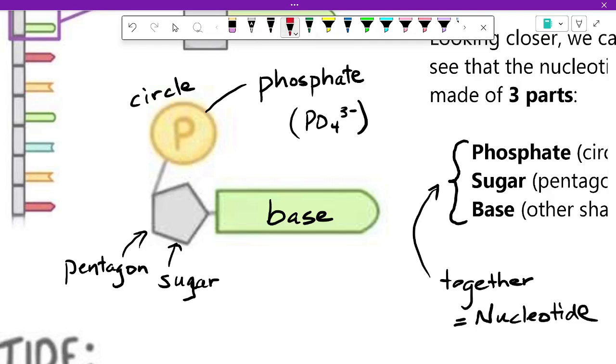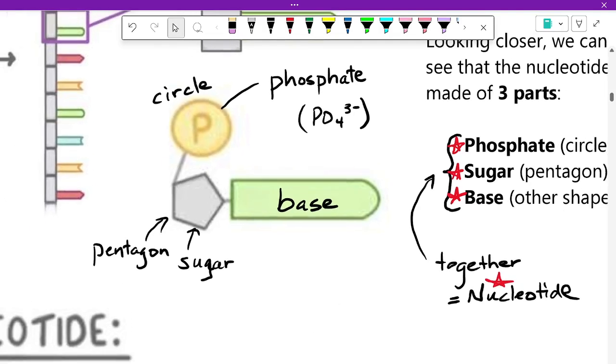So do you need to know phosphate? Yes, you do. Do you need to know sugar? Do you need to know base? Do you need to know nucleotide? Yes, you need to know all of those.